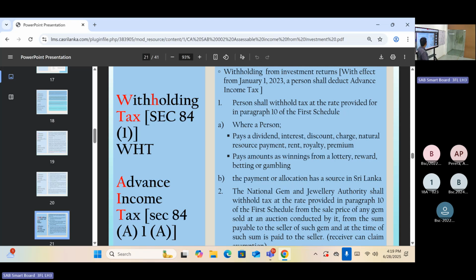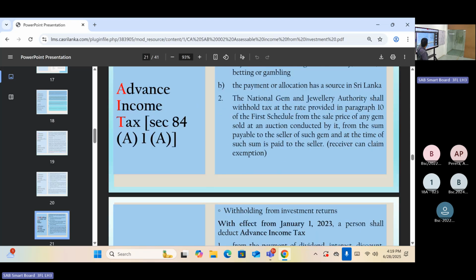Right? The payment arising from a source in Sri Lanka. In that context, the person who makes this type of payment has to deduct tax at the rate specified. Another thing is, when there is an auction conducted by the National Gem and Jewellery Authority, in respect of the gems sold at that auction, they have to deduct tax.